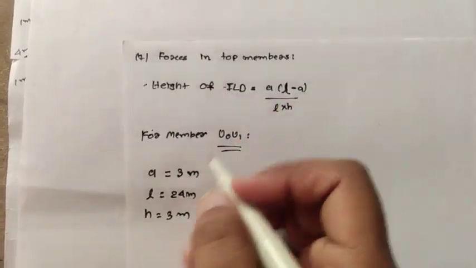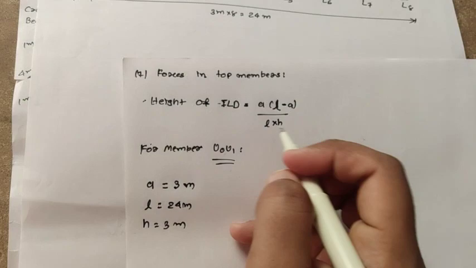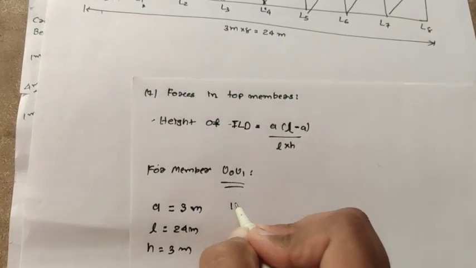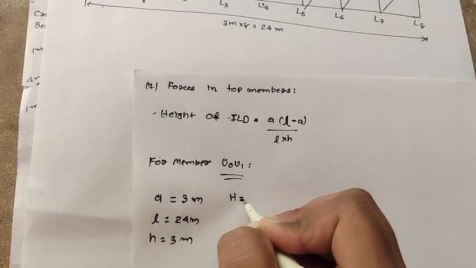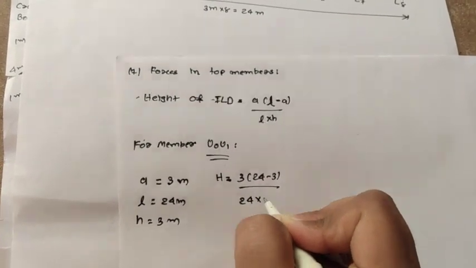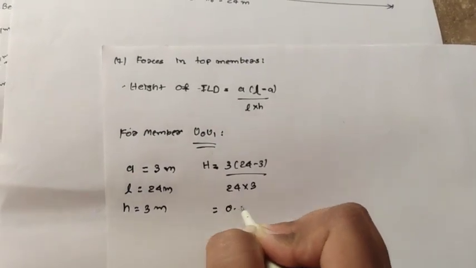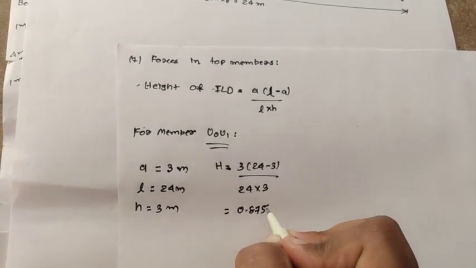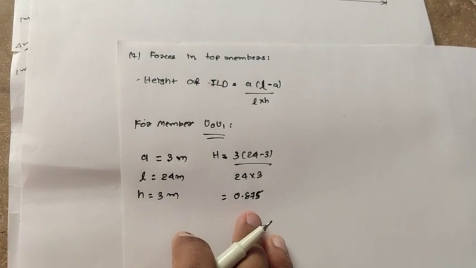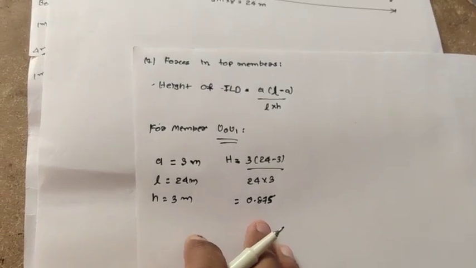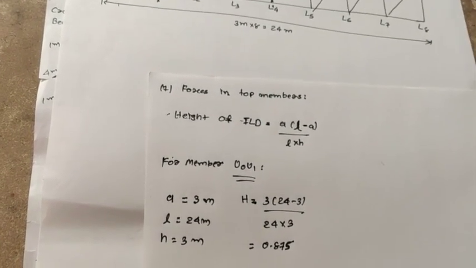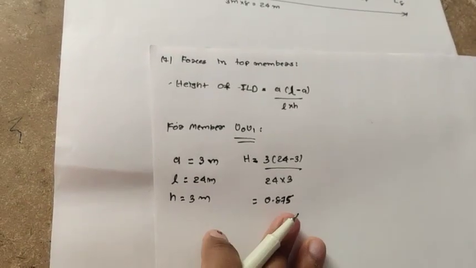So we have all these three terms which are used in this equation. We put all these values in this equation: height is equal to 3 into 24 minus 3, divided by 24, multiplied by 3. So the answer is 0.875. So 0.875 is our height. So the height of the member is found.